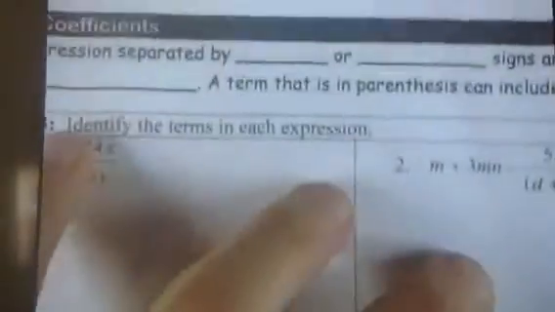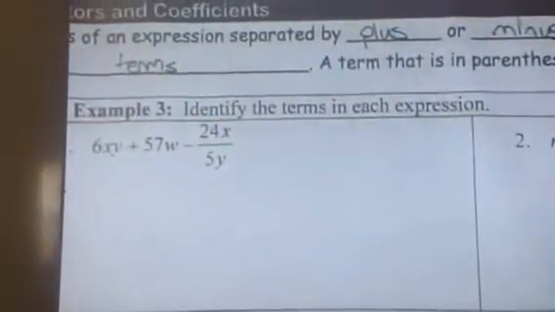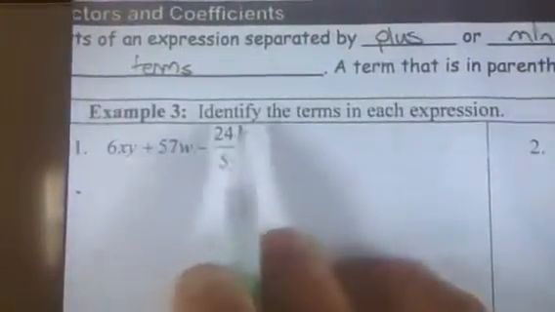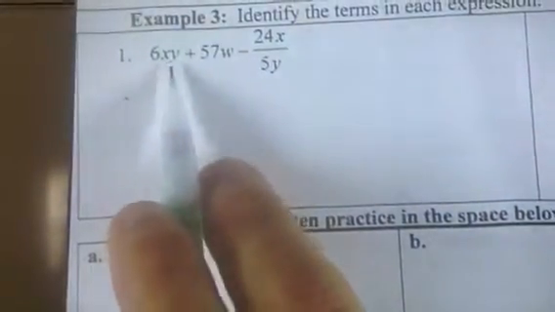On the back, parts of an expression separated by plus or minus signs are called terms. If they're being multiplied together, like we looked at in the last part, those are called factors. If they're separated by a plus or a minus, those are called terms. So example 3 says to identify the terms in each expression. Here I see 3 terms, because there are 3 different things being separated by a plus or minus.